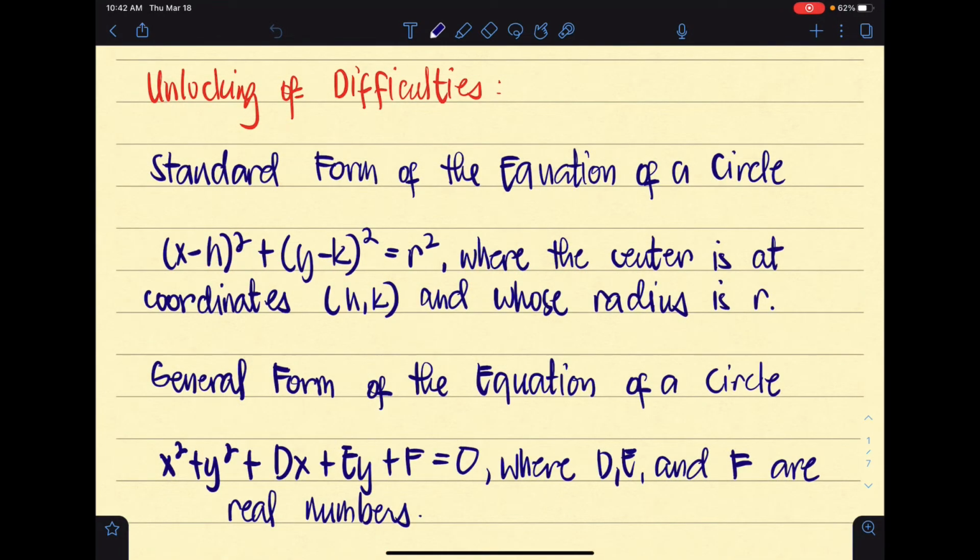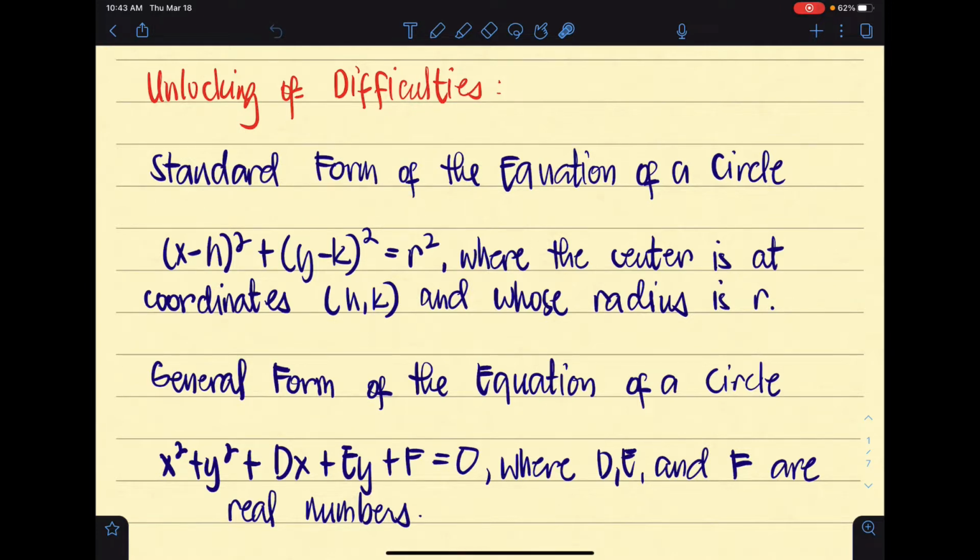To have an easy understanding of the lesson, consider these two forms of the equation of a circle. The first form is the standard form of the equation of a circle, expressed in this equation: the quantity x minus h squared plus the quantity y minus k squared equals r squared, where the center of the circle is at the coordinates (h, k) and the radius of the circle is r. And that is for the standard form.